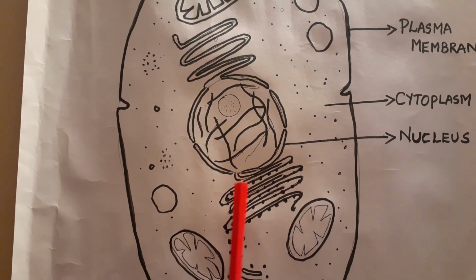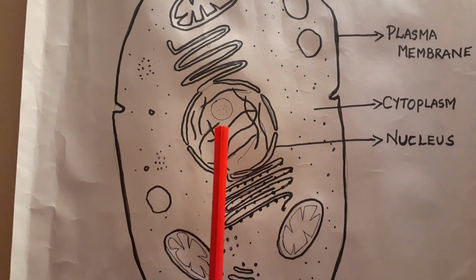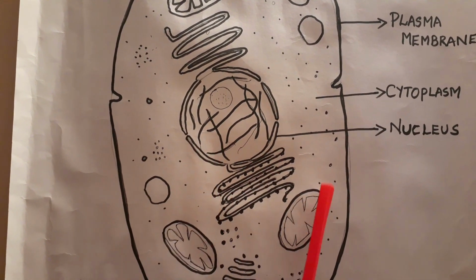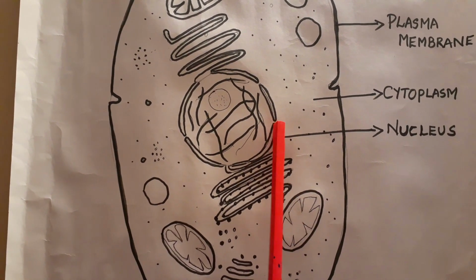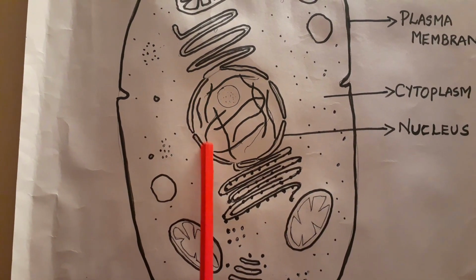For the transport of materials from the cytoplasm to inside the nucleus and from the nucleus to outside to the cytoplasm, some gaps are there that are known as the pores. So this is double layered.